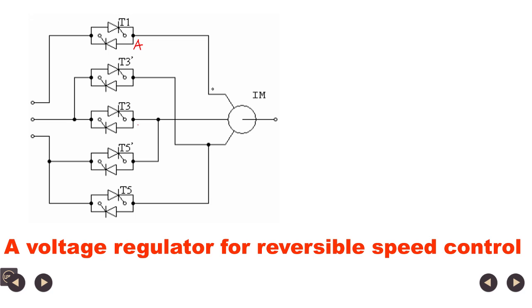This is for B, this is for C. The pairs for A, B, C, they control the voltage applied to the motor, and speed control is done in one direction. So, another pair is there, which is this is C dash, this is B dash.